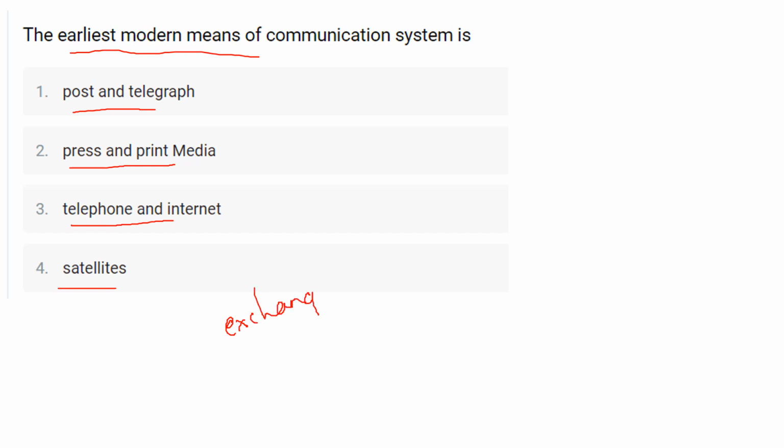So the exchange of ideas, thoughts, knowledge. All these things are included here. The post and the telegraph are considered as the earliest means of a communication system. The introduction of a postal system boosted the communication system by sending letters and parcels at a minimum cost, and a postcard.